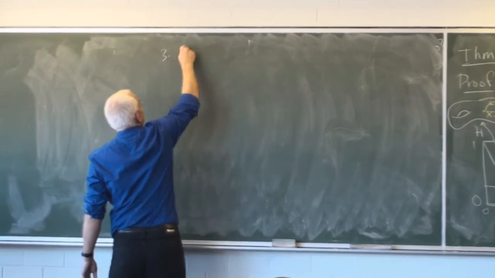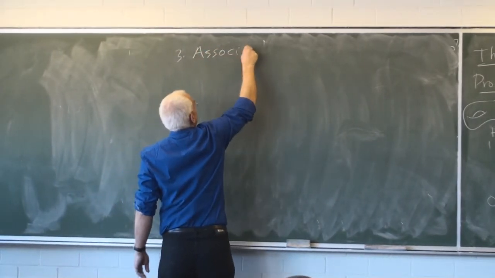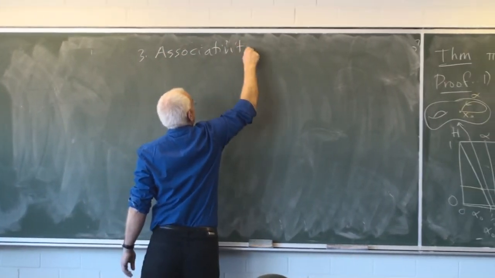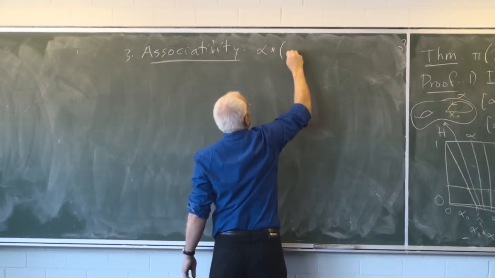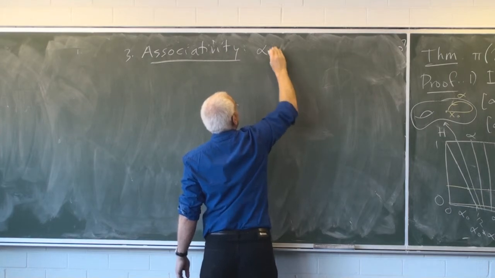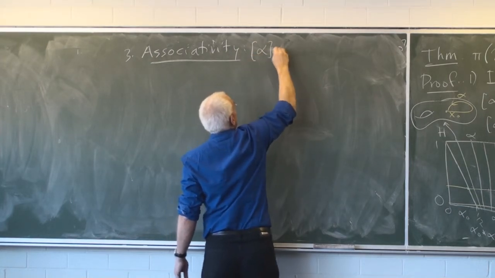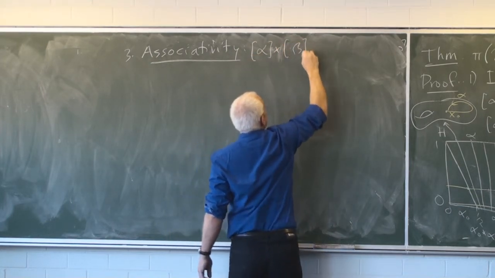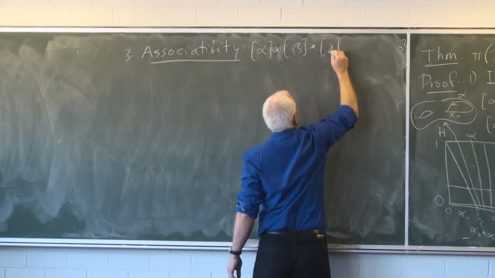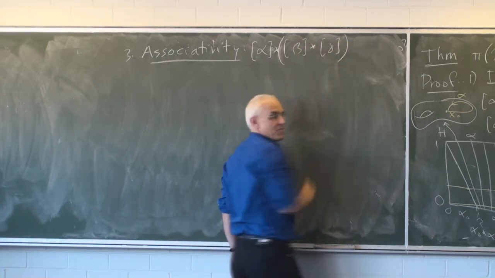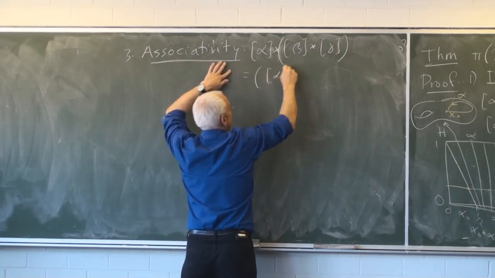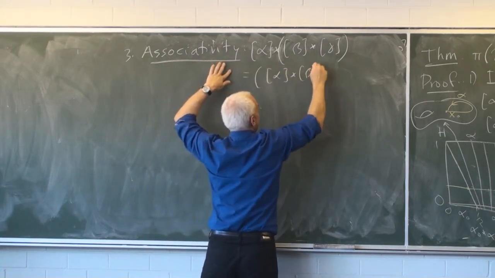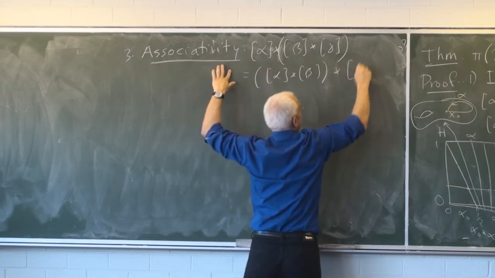And our third property is associativity, which is that alpha times, well, we should do it at the level of things, that alpha times beta times gamma. If you have three things, then you make that combination first, and that's the same thing as alpha times beta times gamma.